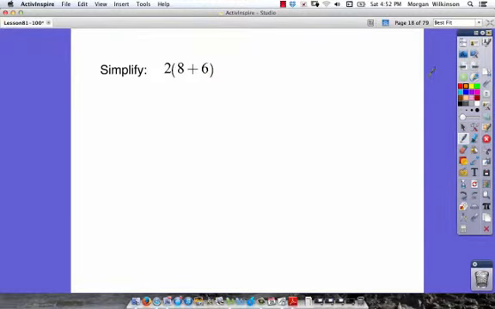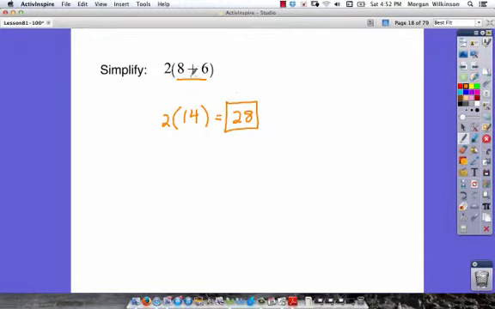Here we have 2 times 8 plus 6. Now, remember, when a number touches a parenthesis, it means multiply. Our first step is to do everything within parentheses. So, 8 plus 6, that's 14. And we're going to multiply that times 2. Even though addition was our third step, we still have to do everything within the parentheses first. So multiplication comes next. 2 times 14, that's equal to 28. And we've got our final answer. We could box it and move on to our next question.